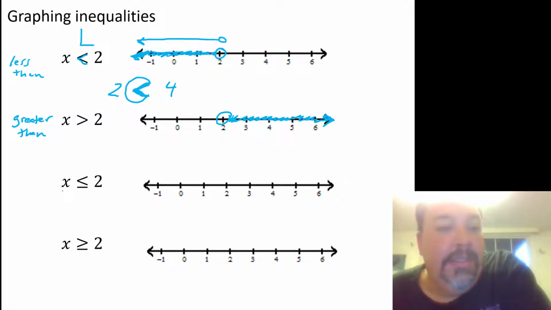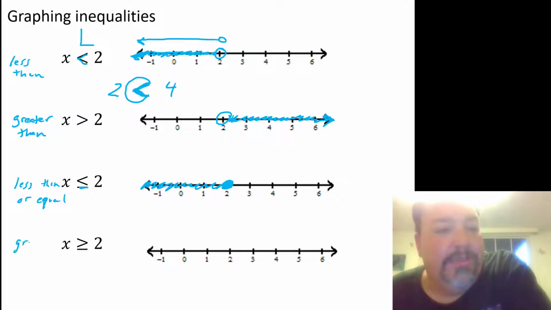The third one here has a line under it, so this is going to be less than or equal to 2. And how do we show that? Well, again, we're going to go to 2 here, but this time we're going to put a solid circle in. And again, we want to shade everything to the left. So all these numbers to the left would be shaded.